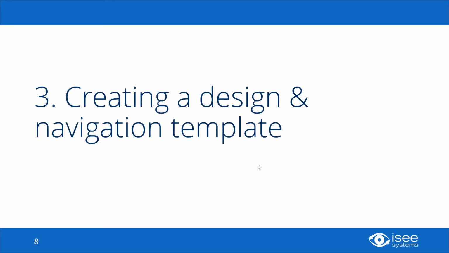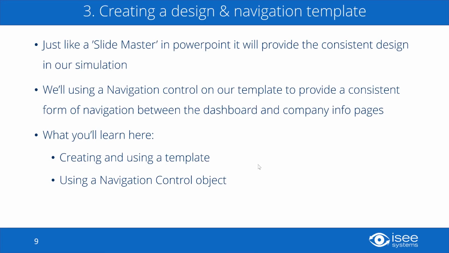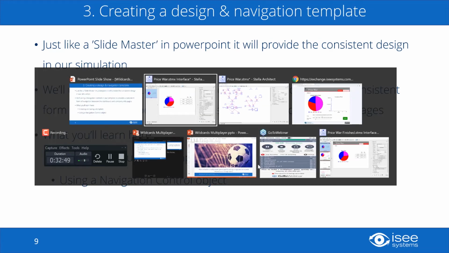The next thing we're going to do is create a design and navigation template. So just like a slide master in PowerPoint, this template will provide consistent design in our simulation. It's going to be a background, a set of elements that will appear on every page in our simulation. And we're going to use a device called the navigation control in our template to provide a consistent form of navigation between the dashboard and the company information pages. What you're going to learn here is how to create and use a template and how to use a navigation control object. So let's go to Architect and get started.